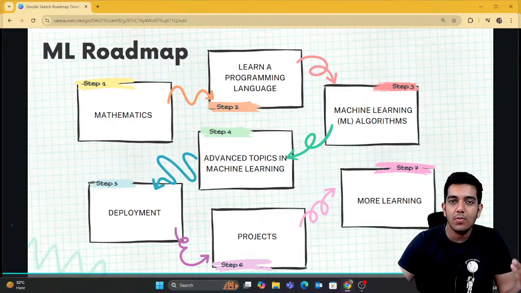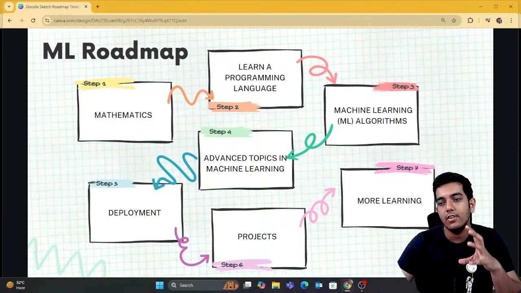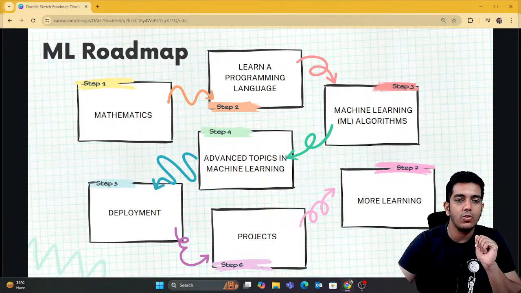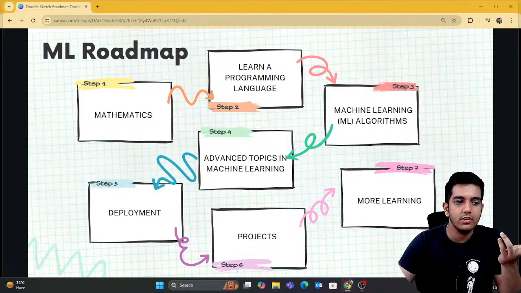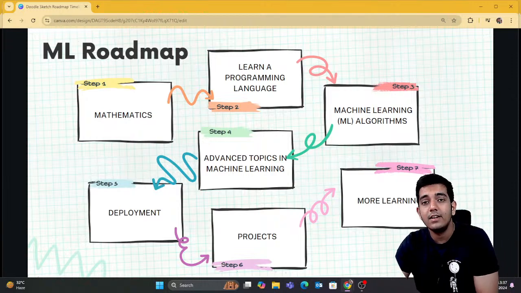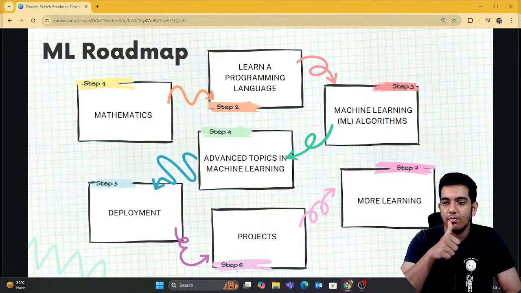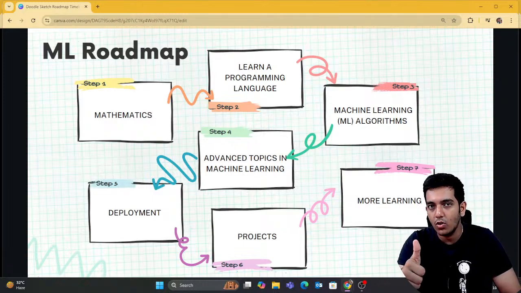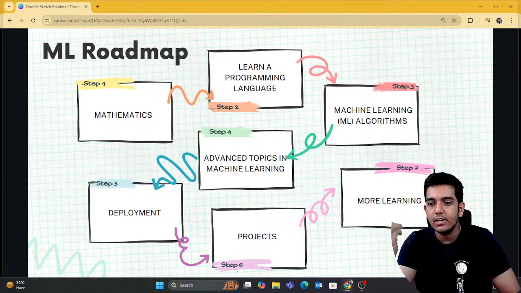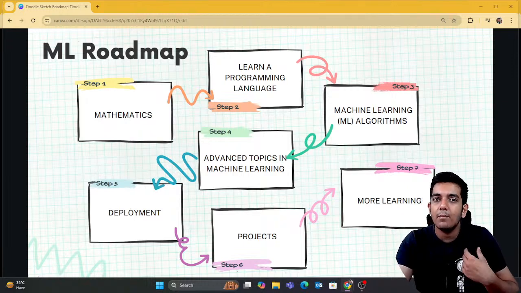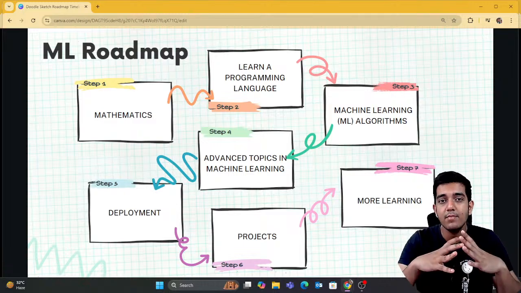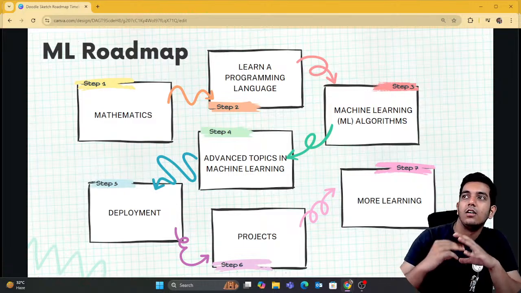Then we can make different projects. That means we can use our machine learning knowledge in some kind of projects. So you can make projects like image recognition or an NLP project, natural language processing project, and sentiment analysis. You can make a project where you give mic audio. You are speaking something and the machine learning model will predict whether you are happy, sad, or something else.